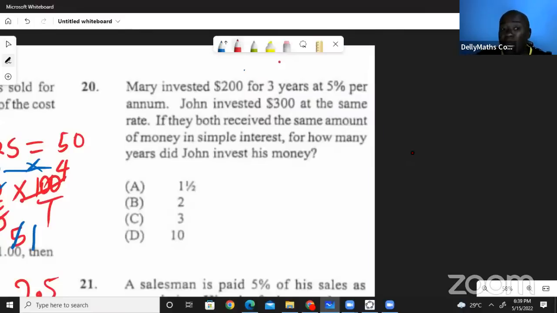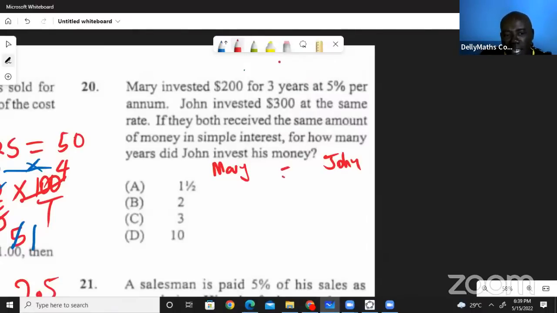You know what I'm going to do? I'm going to put them on two sides. I want to put Mary's money on this side, and I'm going to put John's money on this side. So we want to work them together. I'm not saying you have to do this. I'm saying I am doing this so that I could see what I could do to one side so that it's equal to the other side.